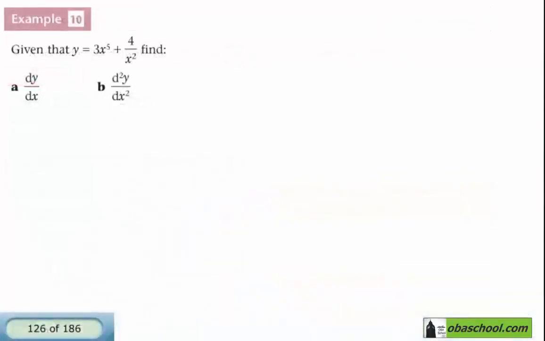Let's do example 10 on the same page to find out what we mean. Given that y equals 3x to the power 5 plus 4 over x squared, find, in part a, dy by dx, and in part b, the second derivative. Let's find the first derivative first.